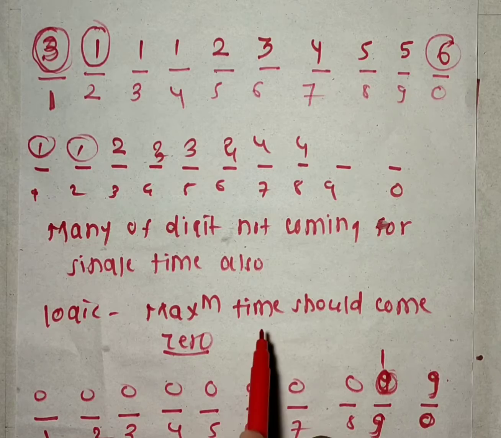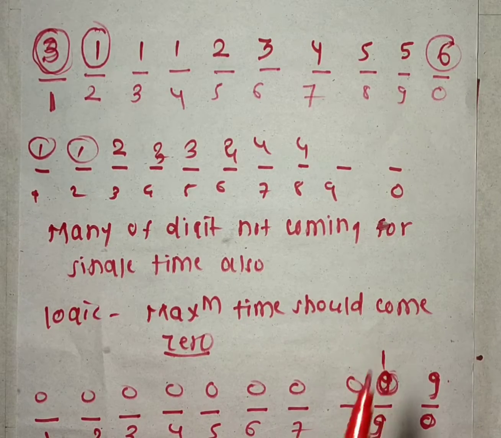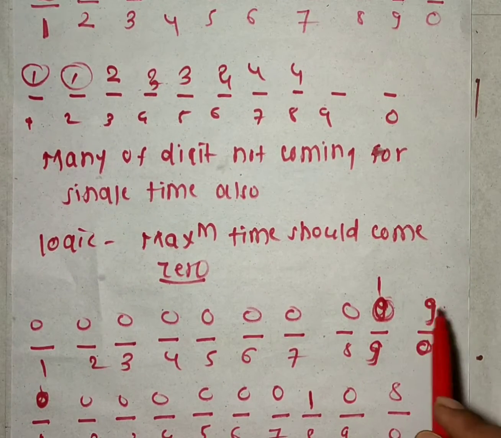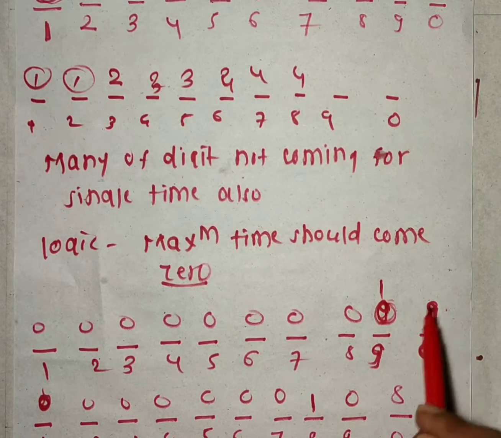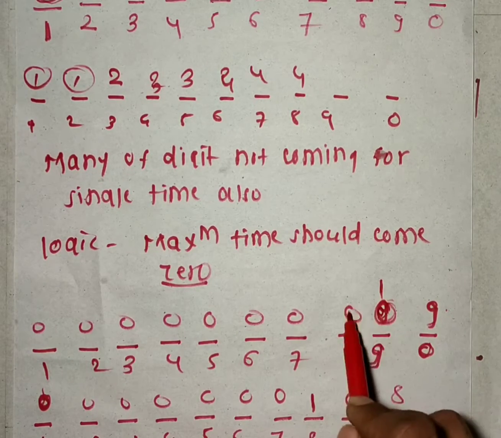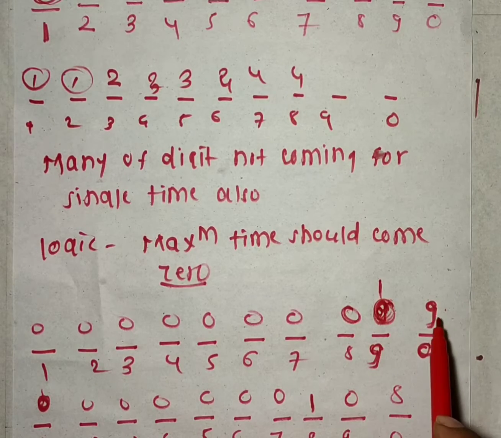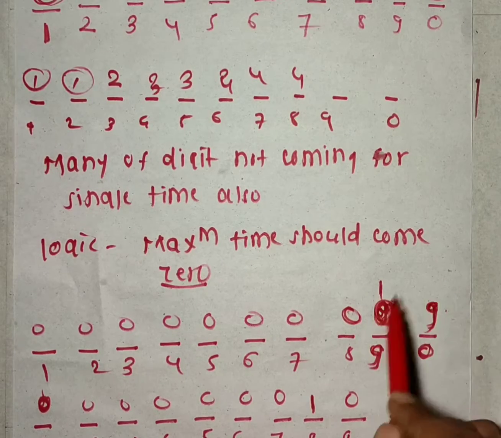So the logic is that the maximum number of times the 0 should come in the number. But we don't know how many times the 0 is coming in the number. So we started from 9 and came downward. I check for the 0 for the 9 times. If I put the 0 for the 9 times, then 9 for the 0 times, but I already wrote here the 9 for the 1 time. So this is not possible.